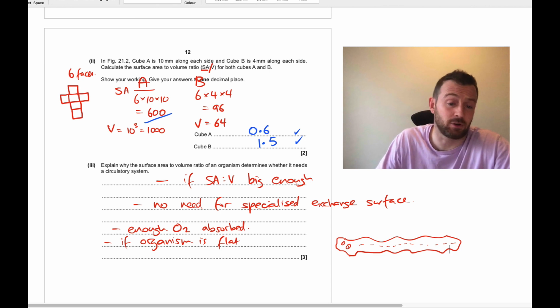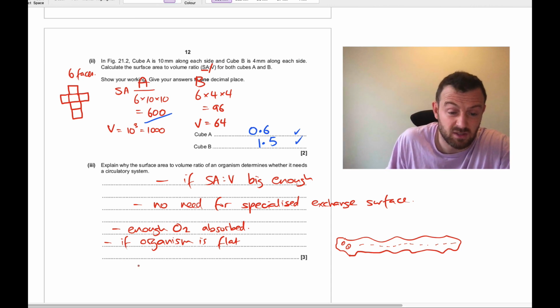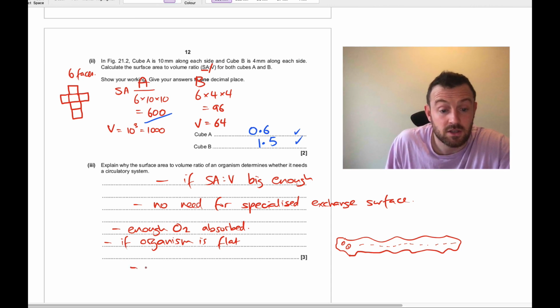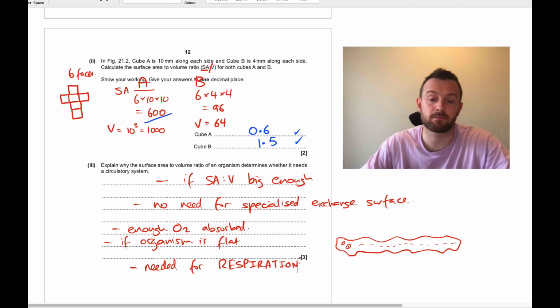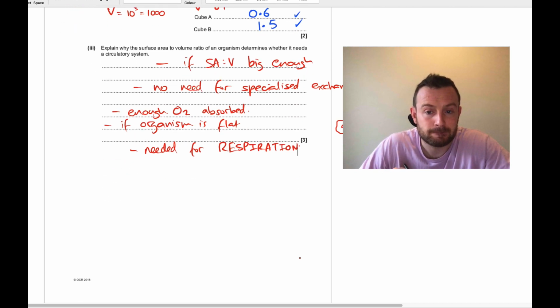So why do we need oxygen? I forgot to say the obvious. Sometimes that's what I forget to say. So, needed for respiration, keyword. Don't forget to make the obvious points. Okay, moving on.